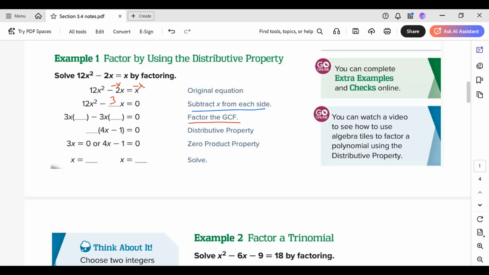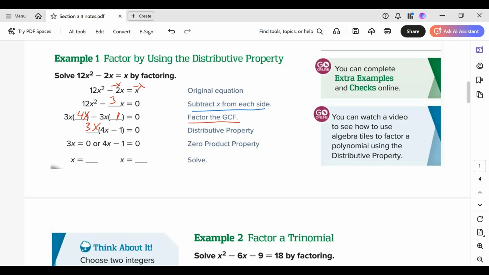Then we're going to factor out our GCF. 12 and 3 are both divisible by the number 3, so that's why we took 3 out of both of them. They both have an x in common. So 3 goes into 12 4 times with an x. 3 goes into 3 one time, x and x one time. So we're at this point. Notice that 3x is what we took out for the GCF, and now if I distribute, I would get back the 12x squared minus 3x.